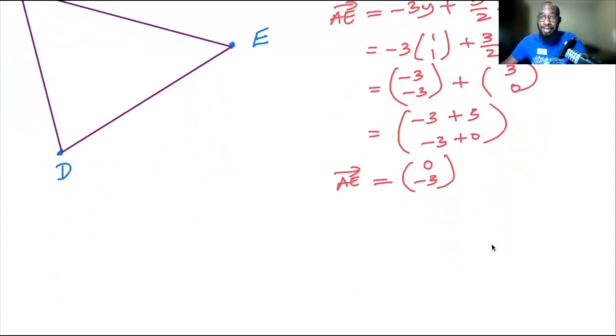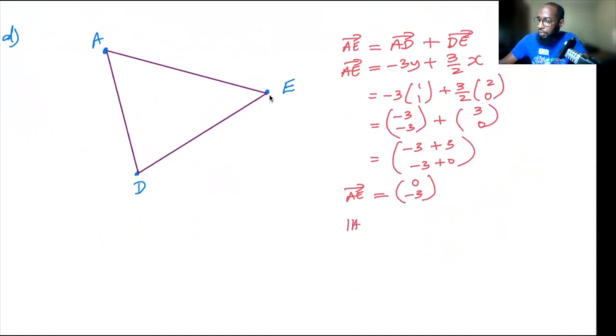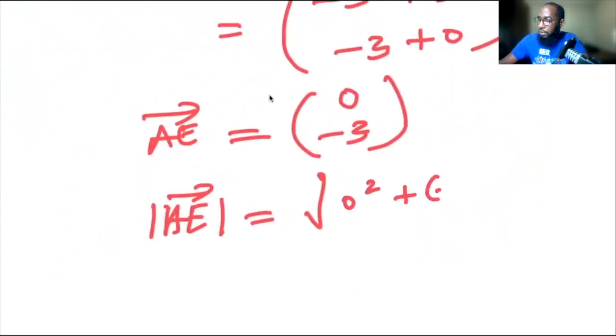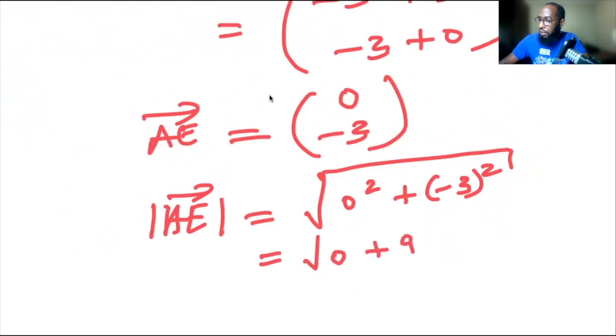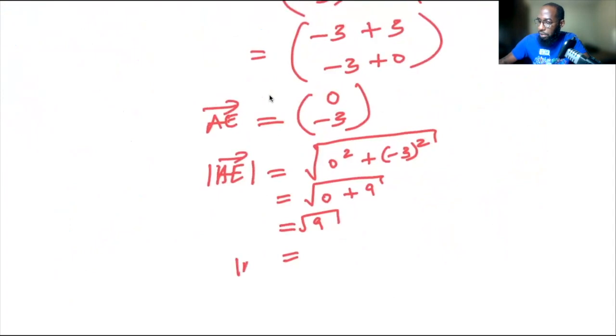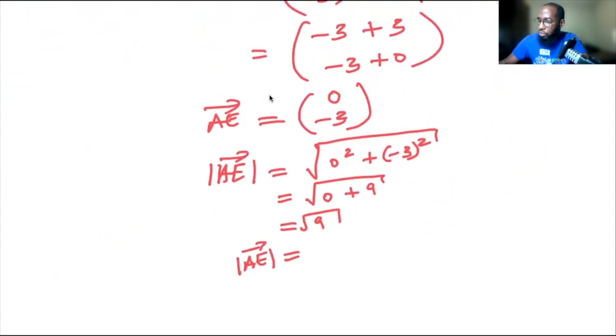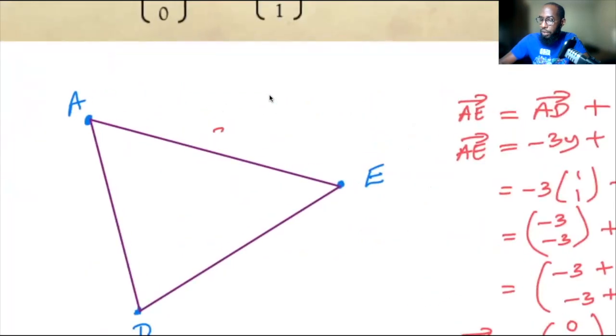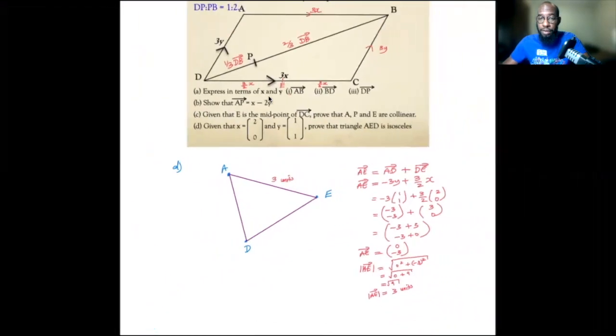Now remember we have to find the length of AE. So the length of AE is equal to the square root of 0 squared plus negative 3 squared, the square root of 0 plus 9, the square root of 9. So AE is equal to 3 units. All right, so AE here, we can put 3 units. This question is very long, right? Now we need to find out what AD is.